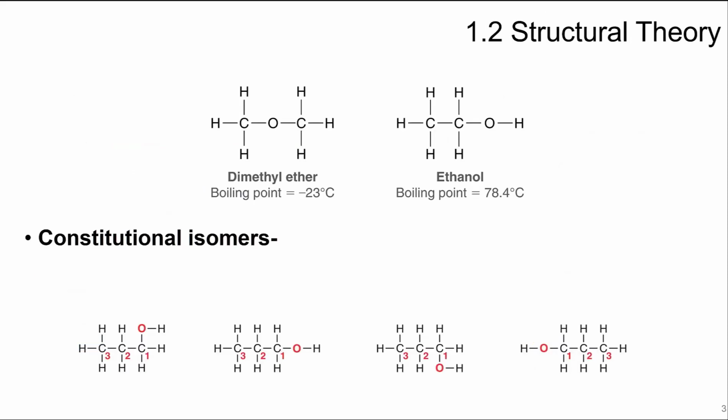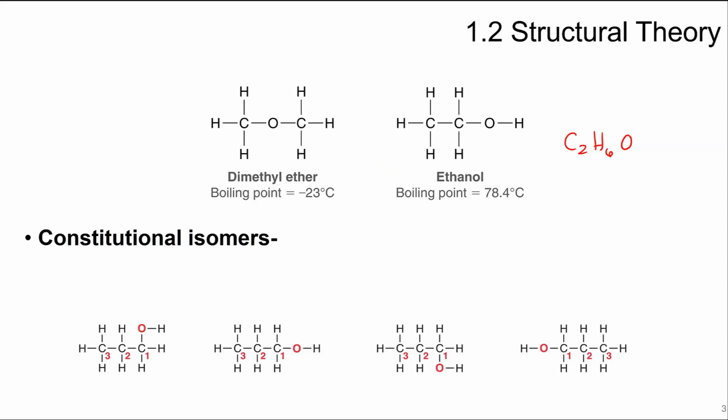So we start with two compounds we see here. Both of these have the formula C2H6O. So you can count those up, the carbons and the hydrogens on each of them. But if you notice, they both have different names. One is called dimethyl ether, the other is called ethanol.